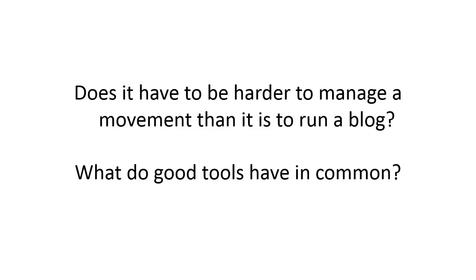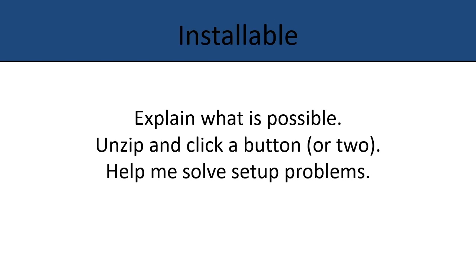But we can install WordPress with a couple of clicks. So why does it have to be so hard to deploy a good crowdsourcing platform? There must be something that good tools have in common. Well, we think we've identified 5 of them. The first is that a good system has to be highly installable. We have to be able to explain what happens up front and then install the system quickly. And if something goes wrong, we have to help solve that installation problem, both with documentation and the tool itself.